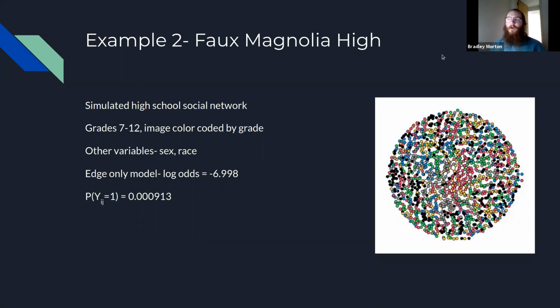So let's start with the edge-only model that we always use as the null hypothesis. And then we look at the probability of an edge occurring with log odds, which is, of course, just the proportion of edges that occur.